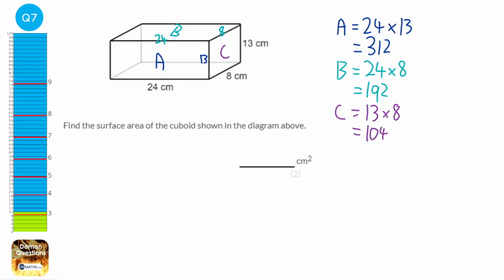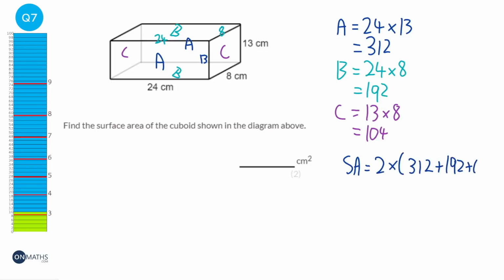Now notice that the faces all have the exact same face on the opposite side. So this one at the back is also A, this one at the side is also C, and the one at the bottom is also B. So what I'm going to do is add up all the areas of the squares and double it. So to work out the surface area, we're going to do 2 times 312 plus 192 plus 104, and that will give me 1,216 centimetres squared, because it's an area.